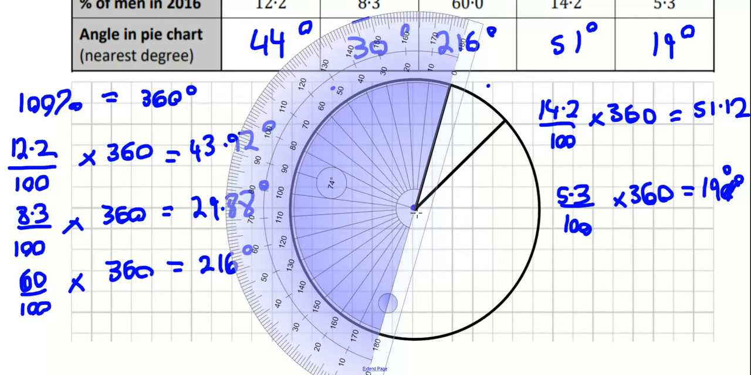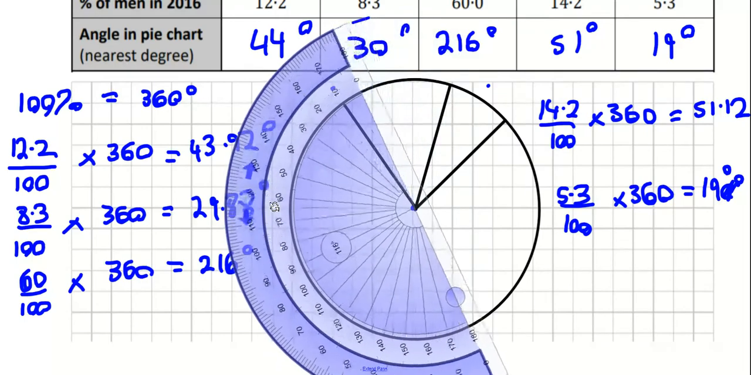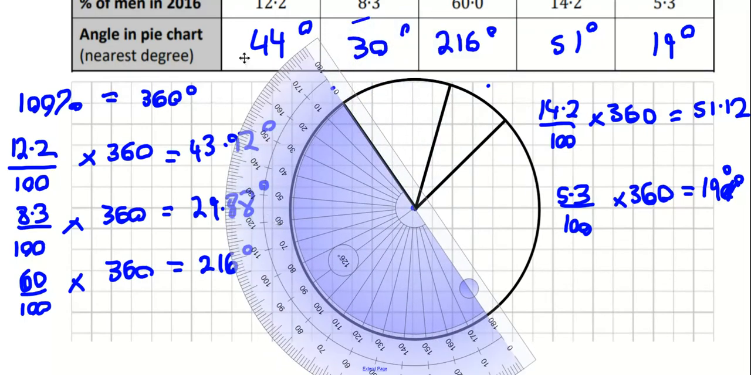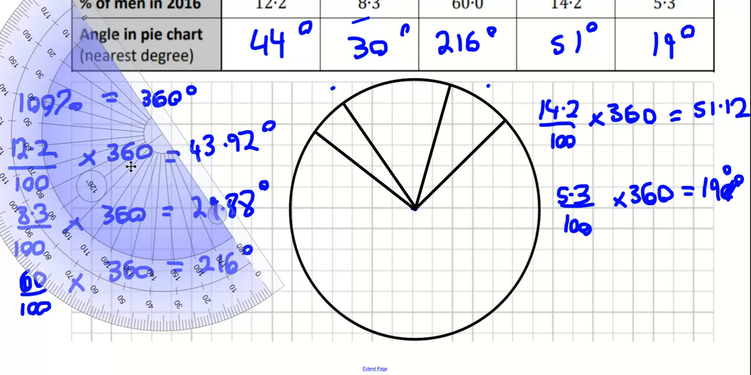So let's do 51. So there's 50, and around there will be 51. And then we're going to do 19. So once again, just move it across until it hits the 0 mark. Then we're going to do 19, which is obviously just one shy of 20. So there's 19, there's 20 there, and then we'll just go a little bit in for 19. And then what's left over will be your 216 degrees.